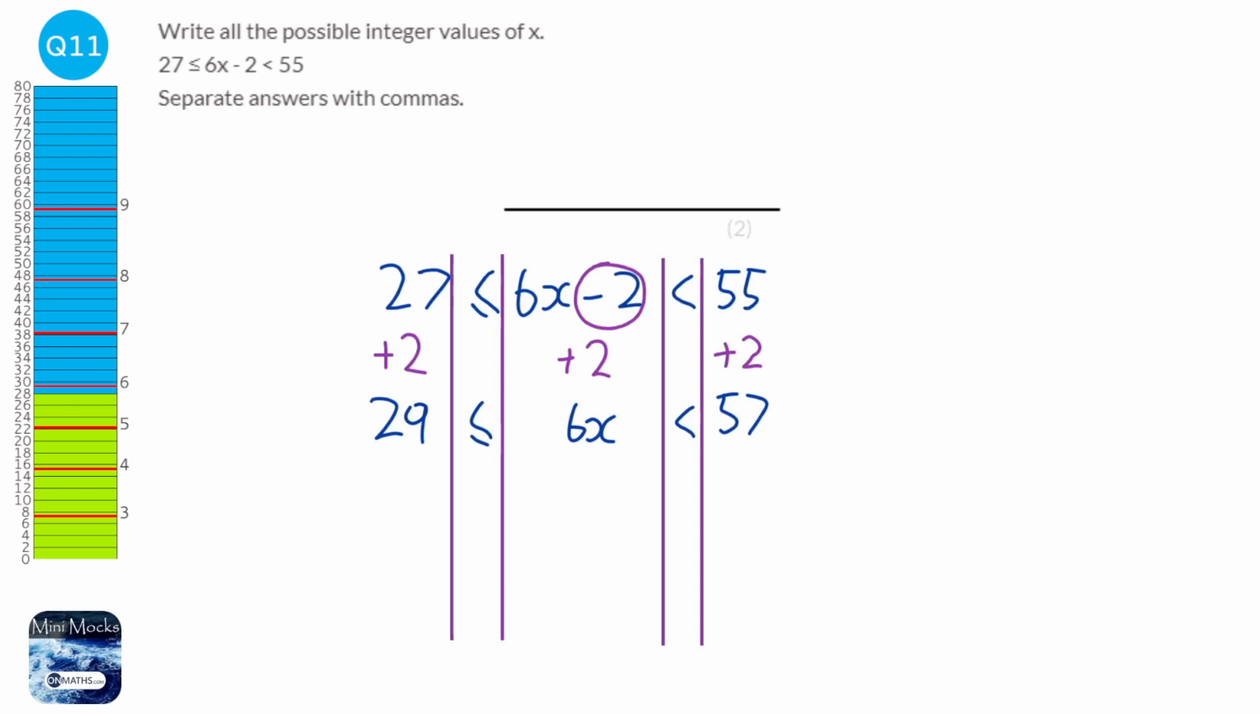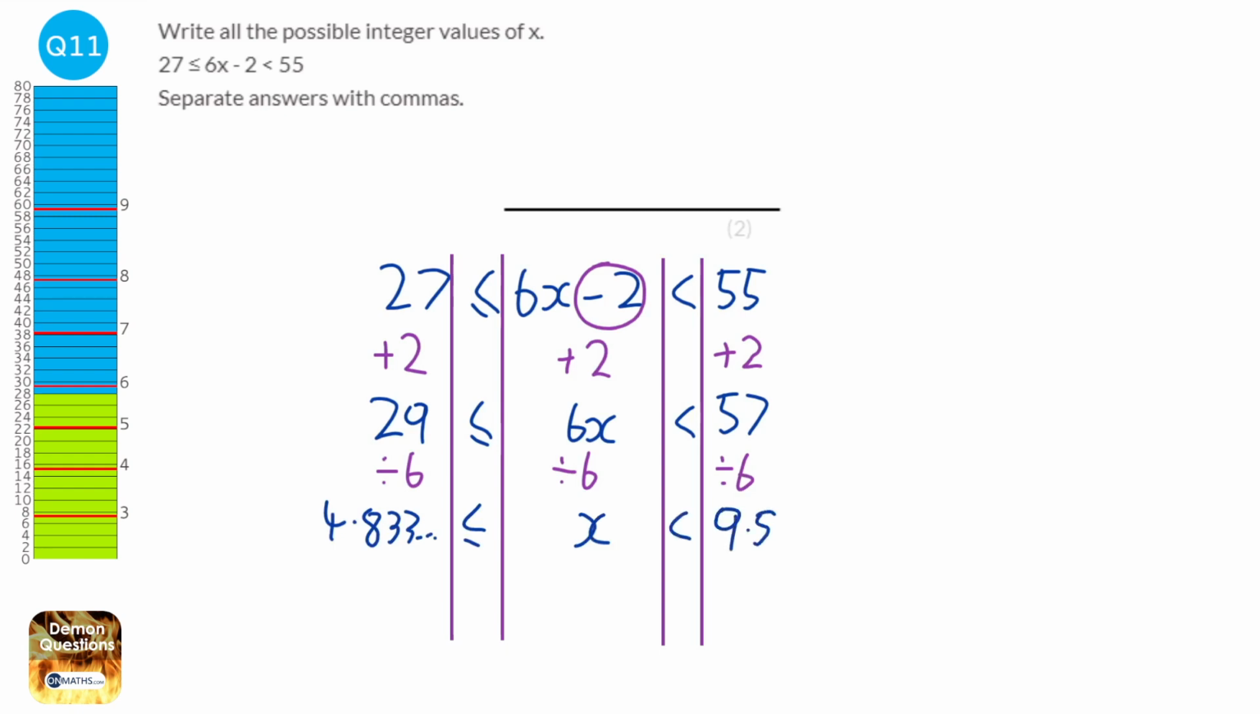Okay, the next thing we're going to do is divide by 6 on all 3 sides, so we get x on its own. That's what solve means, just get x on its own. So that leaves us with a horrible number, 4.833 and so on, then x in the middle, and then we've got, I think, 9.5.